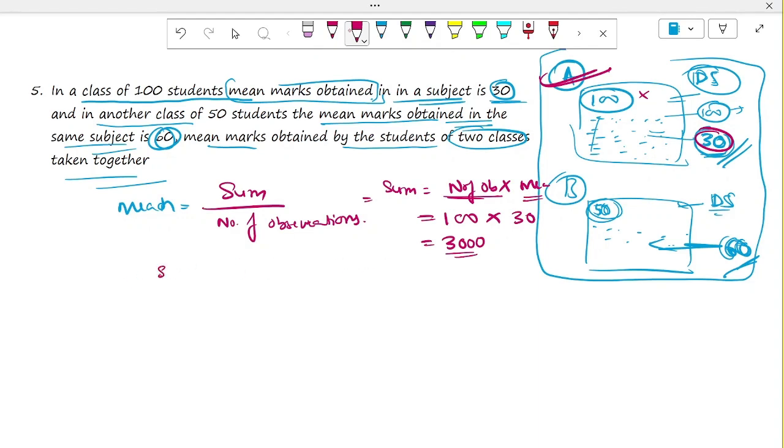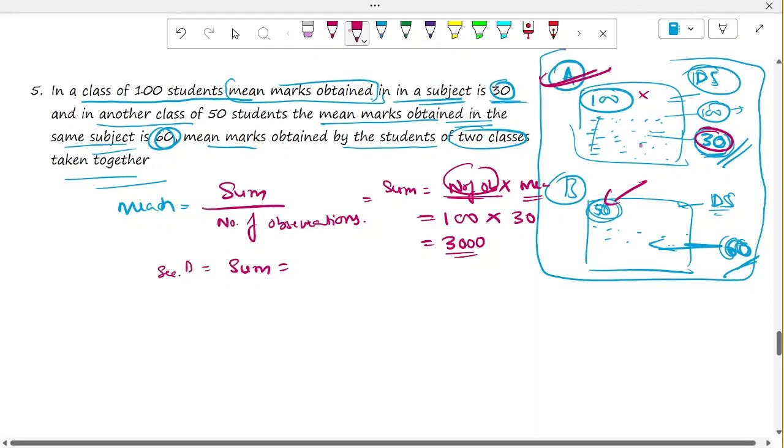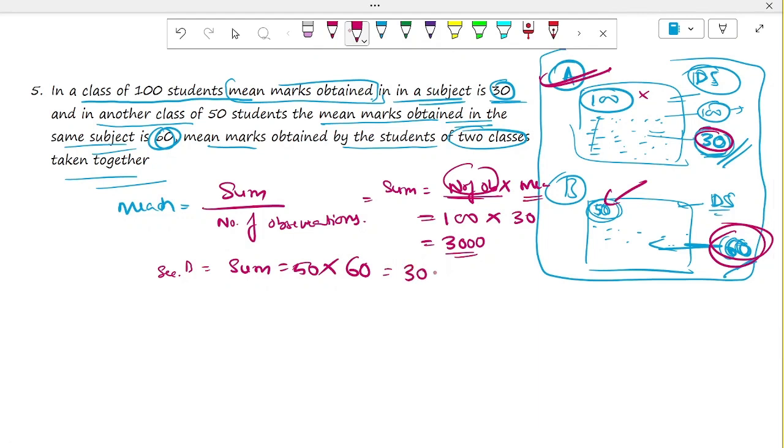Similarly, for section B, what is sum equal to? Same formula will follow. Number of observations means how many students have given the test? It is 50 into the average mark, 60. So what is the answer? 3000. So it is nothing but 3000. Same.